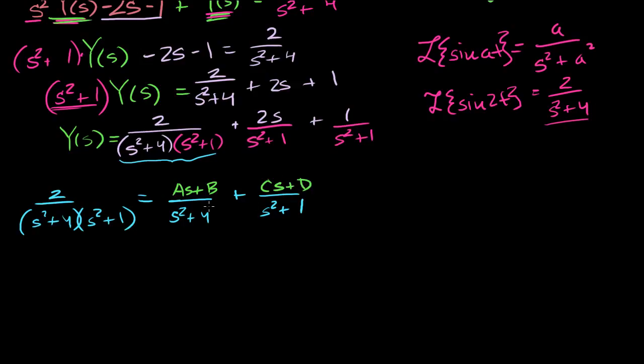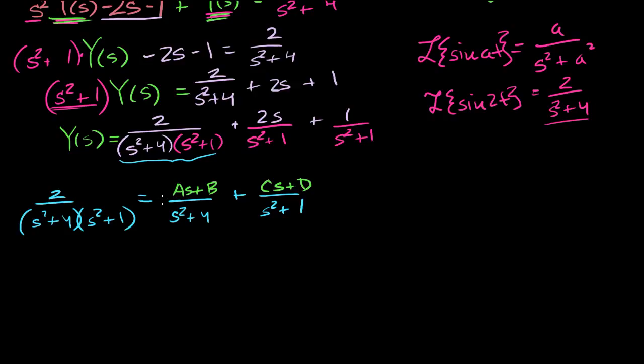This is just pure algebra here. This is just partial fraction decomposition. I've made a couple of videos on it. And I'm assuming that this expression right here can be broken up into two expressions of this form. And now I need to solve for a, b, c, and d. So let's see how we can do that.